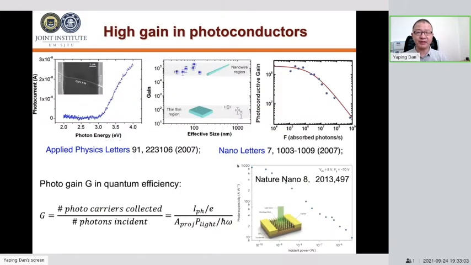Although this sort of device is very simple, it has a very interesting phenomenon: the gain is extremely high. It can easily reach 10^5 or 10^8. As we know, regular photodetectors, for example the PIN photodetector, normally have a gain of 1, not higher than 1. The gain for a photoconductor is extremely high, in particular for nanoscale photoconductors.